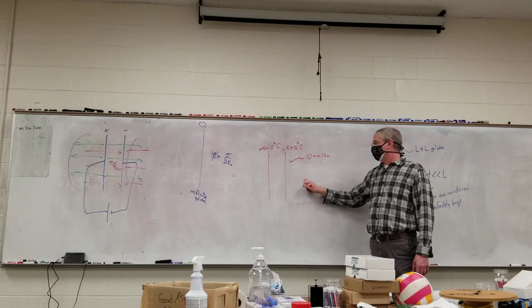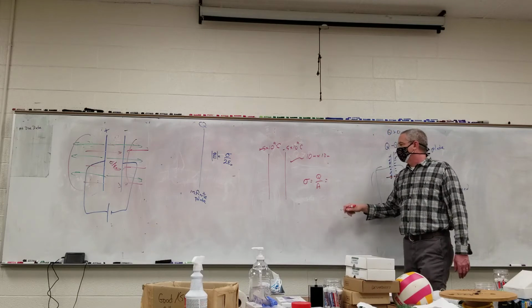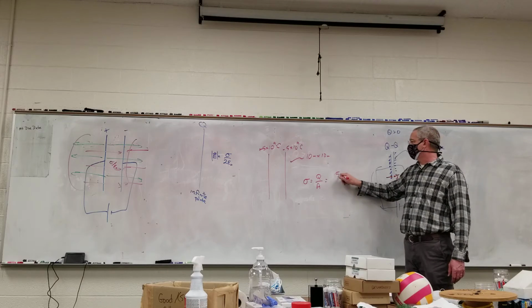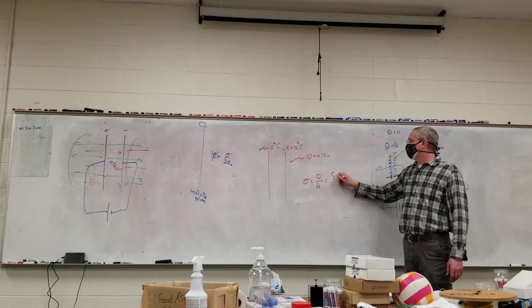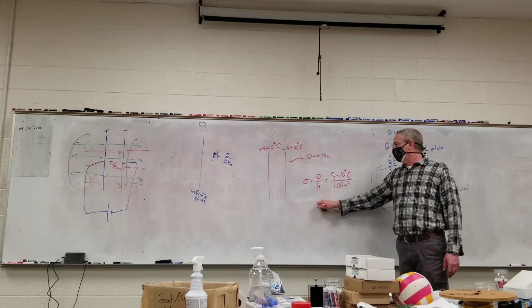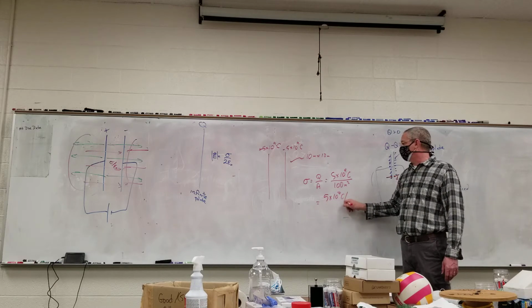Well, sigma is the charge divided by the area. So this becomes negative, actually, but let's look at the positive one. So 5 times 10 to the 9th coulombs divided by 100 square meters. So 5 times 10 to the 7th coulombs per square meter.